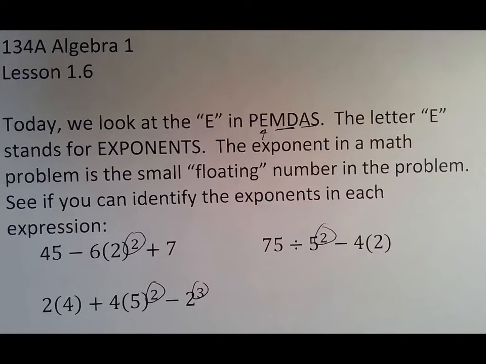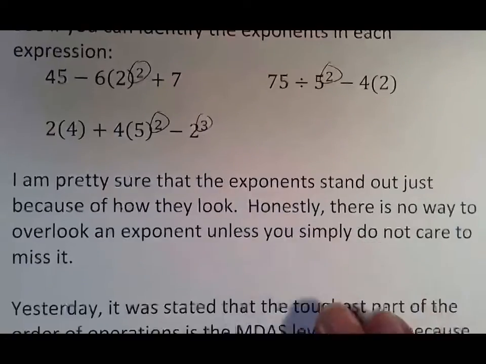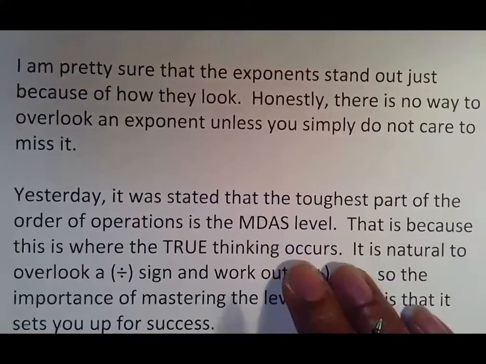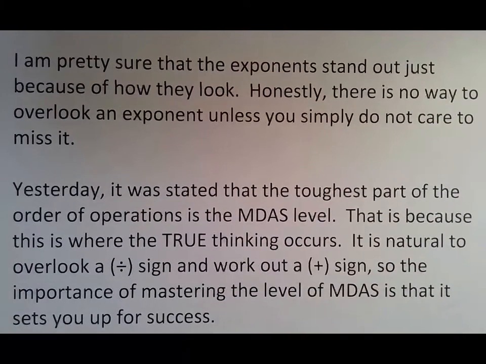The reason working with exponents is easy is because they're the easiest thing to see in a problem. They're small, they're floating, they're rising above the line, they don't look like they actually fit in, they're just there. So it's not hard to miss an exponent. You just have to make sure you're paying attention and, again, caring enough to actually do it. I'm pretty sure the exponents stand out just because of how they look. Honestly, there's no way to overlook an exponent unless you simply do not care to miss it.